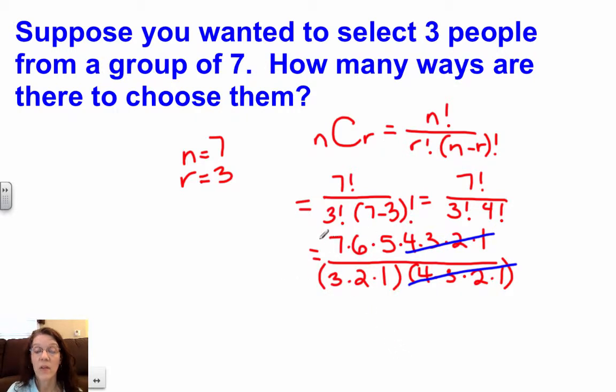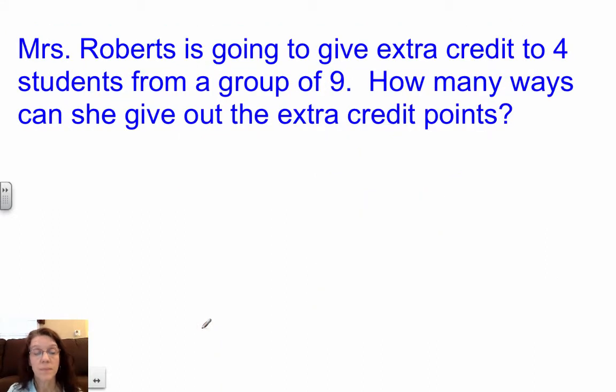Then I look over here. I have 7 times 6 times 5 over 3 times 2 times 1. And I could multiply these things out and divide it by this. But if I think 3 times 2, that's 6, so it could cancel with that. So there are 35 different ways that we could choose a group of 3 people from a total of 7 people. Okay? All right, I want you to try this next one.